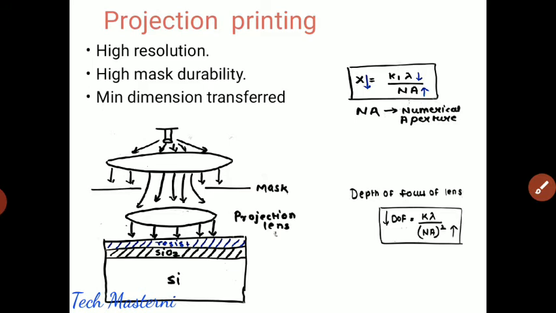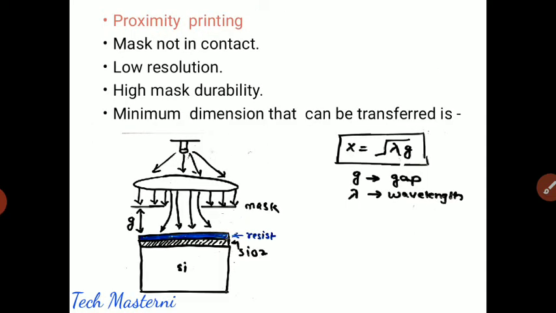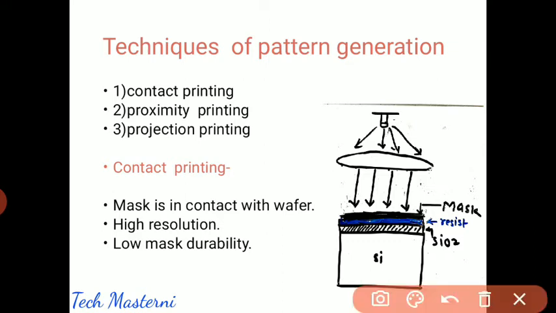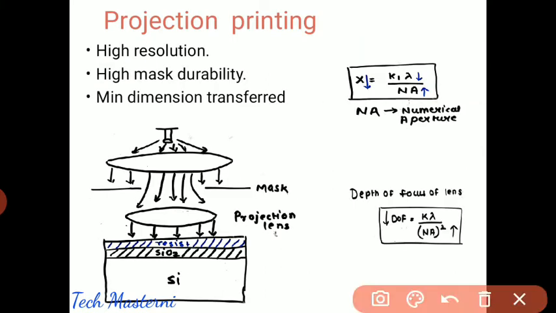The next and last printing technique is the projection printing technique. In this technique, we have come up with an intermediate solution. In proximity printing, we have a problem of spreading of light, and in contact printing we have a problem of low mask durability because the mask is present above the photoresist. So now let's see what happens here. In this type of printing, instead of one lens we will use two lenses for focusing.